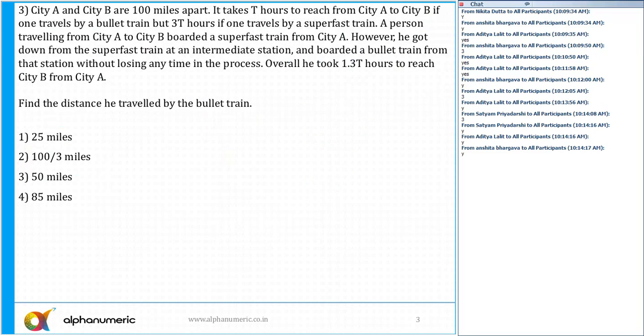All right. Question number 3. What is the answer for question number 3? Yes, Aditya is right. The correct answer is definitely option number 4, 85 miles.